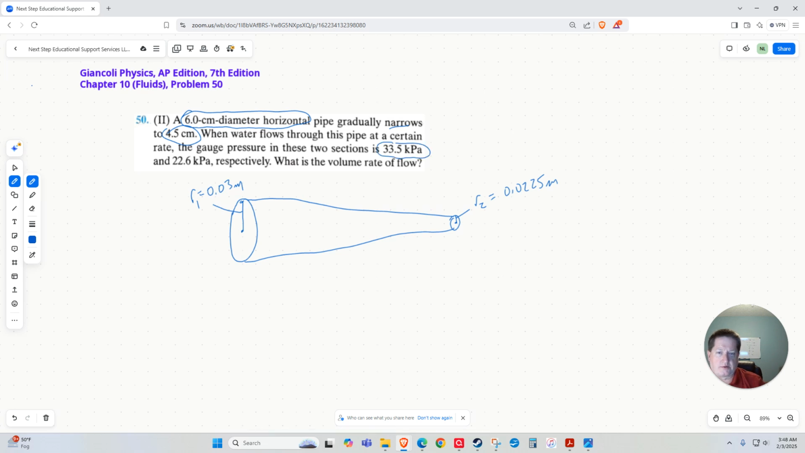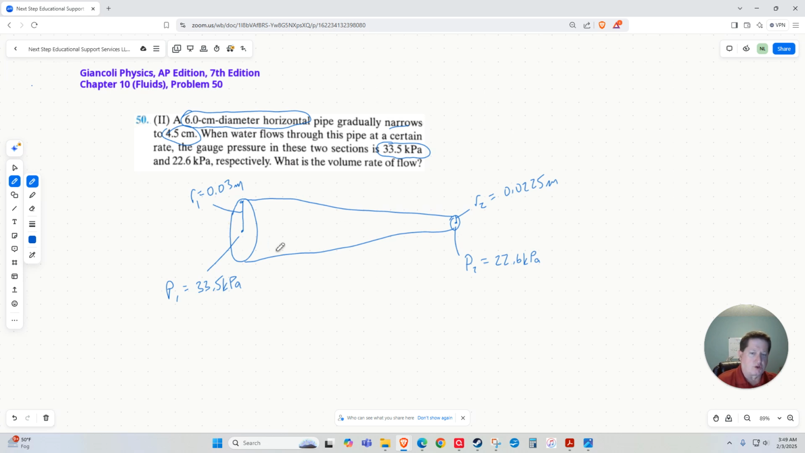In the same order, I've got a pressure over here. So pressure at point 1 is 33.5 kilopascals. Now, they tell us this is gauge pressure at both locations. That's just ignoring any common atmospheric pressure on the system. So we can compare these two pressures directly. We have 22.6 kilopascals over here.